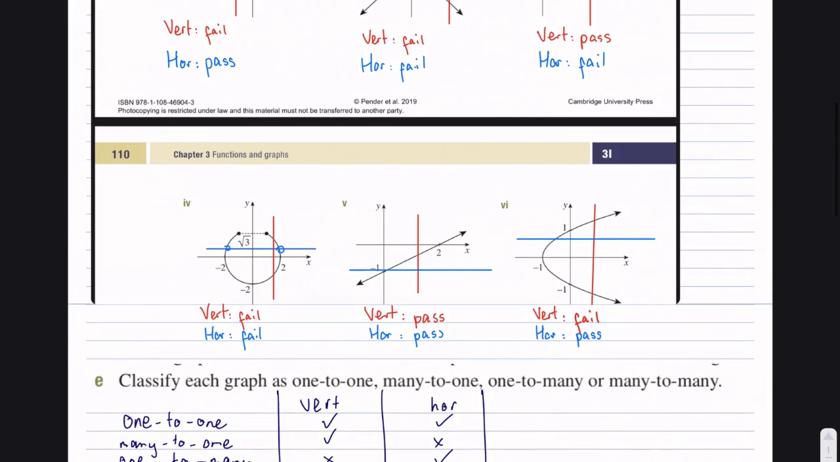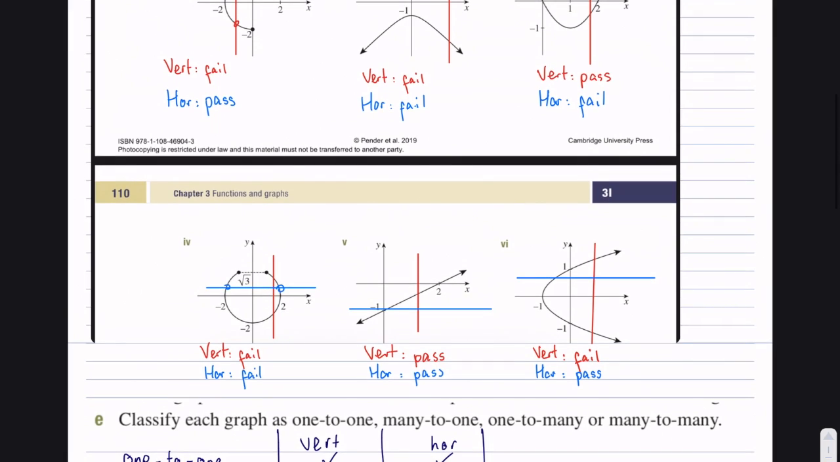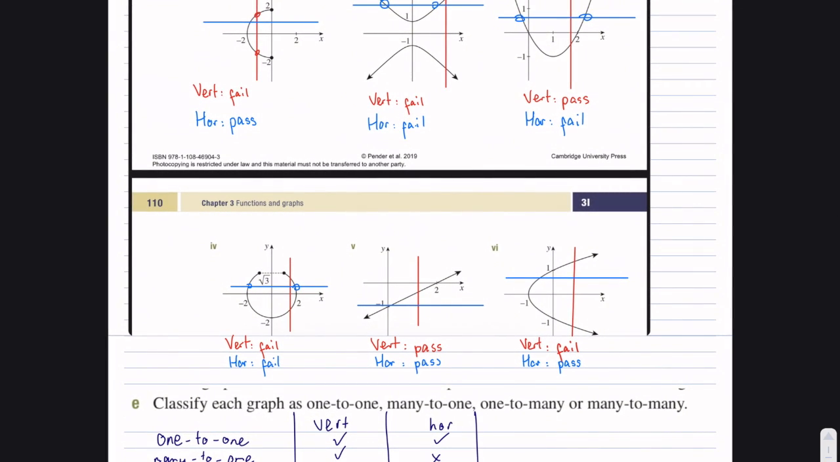So, with this first one, that was a fail then a pass, that's 1 to many. With this second one, that was a fail and fail, that's many to many. This one, pass, fail, that's many to one. This one, that's fail, fail, many to many. That's an easy one to remember. This one, that's pass, pass, that's 1 to 1. Another way to call that is onto, weirdly. And then fail, pass, I've got 1 to many.